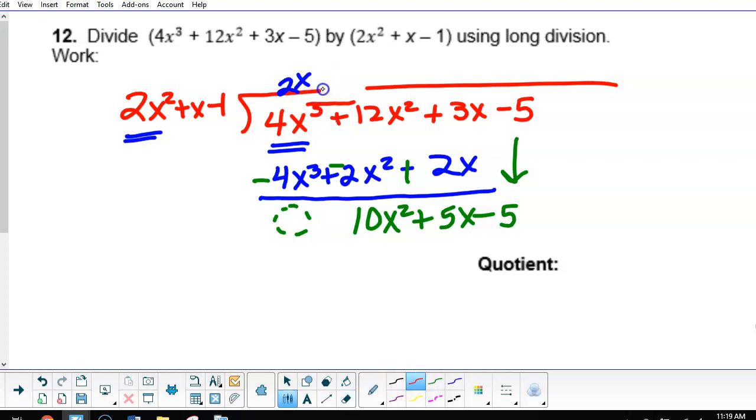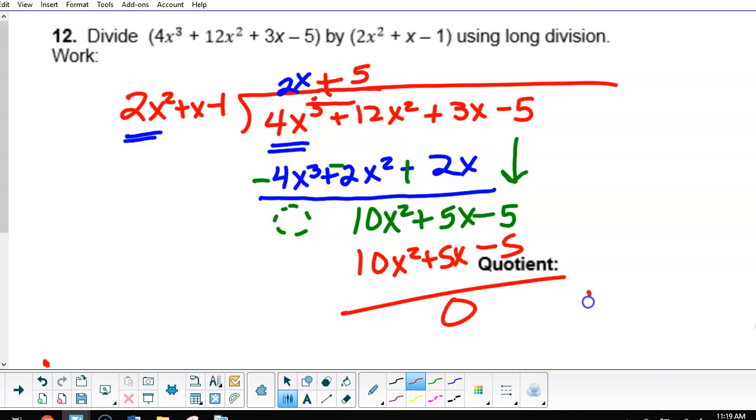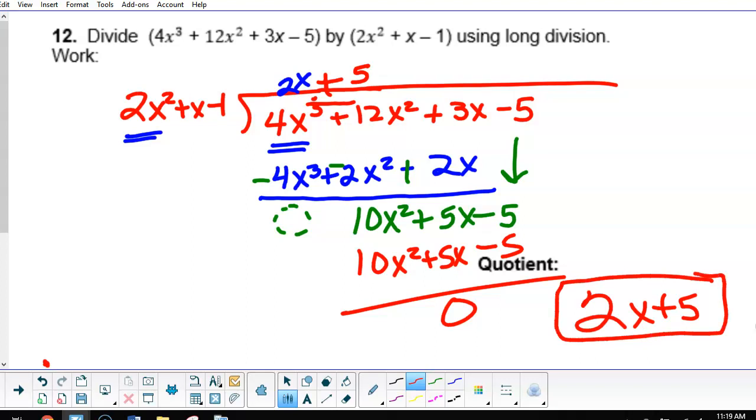Anybody? Oh my gosh, it just quit working totally. Plus 5. So that would be 10x squared plus 5x minus 5, and then it would go in evenly. So the quotient was 2x plus 5. Questions?